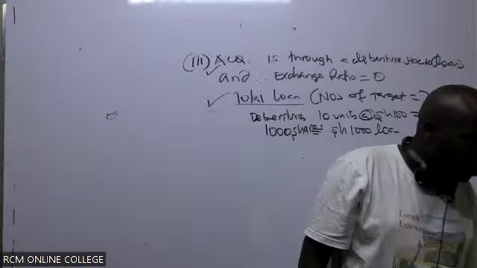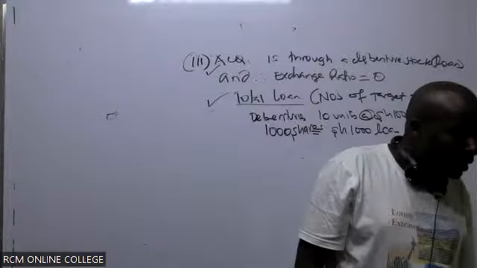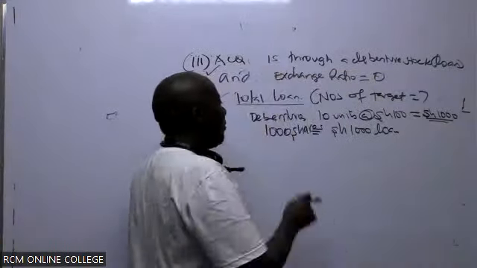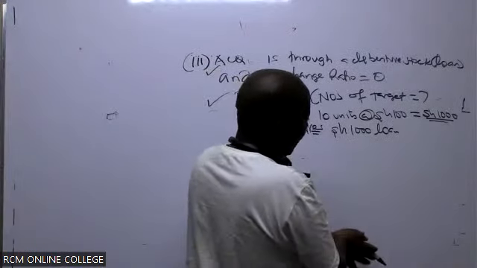Let's read this very well. I don't know why they were getting 70. Remember, it's 10 units, and each has a par value of 100. So remember here, for 1,000 shares, we give them a loan of shillings 1,000.